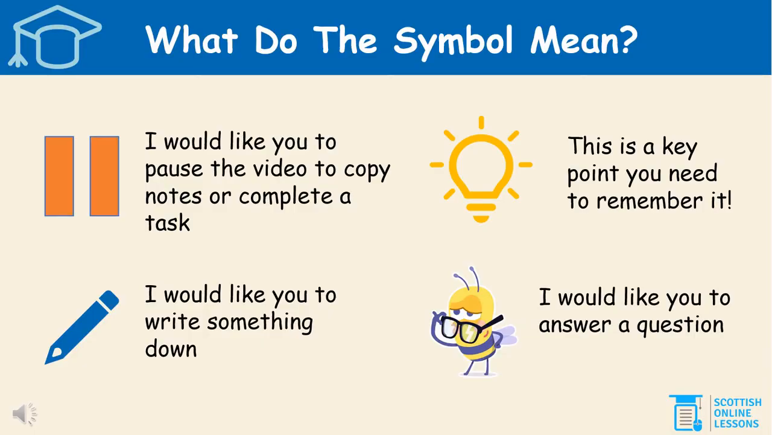As we progress through lessons, you will see the following symbols present. Each symbol has a different meaning. The pause symbol means that I would like you to pause the video to copy notes or to complete a task. The light bulb means that this is key information or a key point that you need to remember. The pencil, whether it is blue or white, indicates that I would like you to write something down. And the small bumblebee with specs means I would like you to answer a question that I have posed to you.